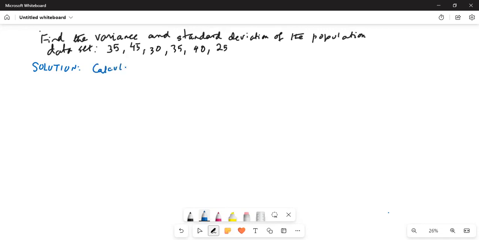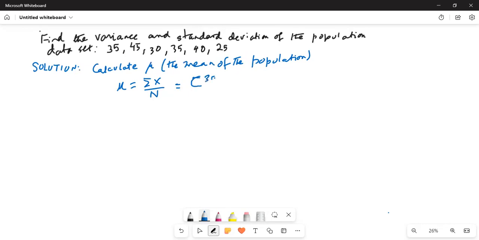First we will calculate mu, the mean of the population. So mu is given as the sum of all the x values divided by the population size, which will be the sum of, I'll write in the parenthesis, 35 plus 45 plus 30 plus 35 plus 40 plus 25, divided by the population size, which is 1, 2, 3, 4, 5, 6. So this is equal to, I'll use my calculator to find the sum.